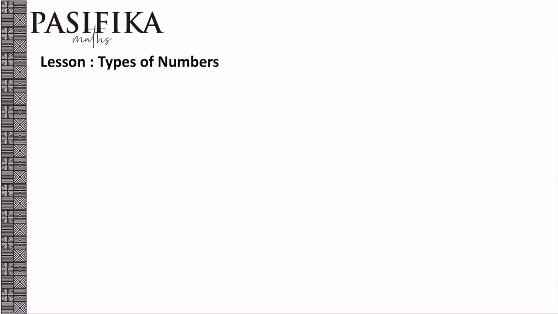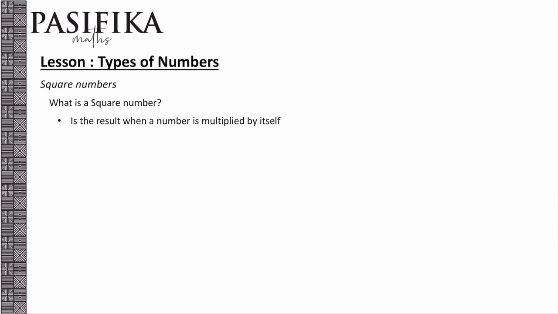In today's lesson, we are going to look at types of numbers. One of the common types of numbers we usually come across is square numbers. Now, what is a square number? Well, it is the result when a number is multiplied by itself.